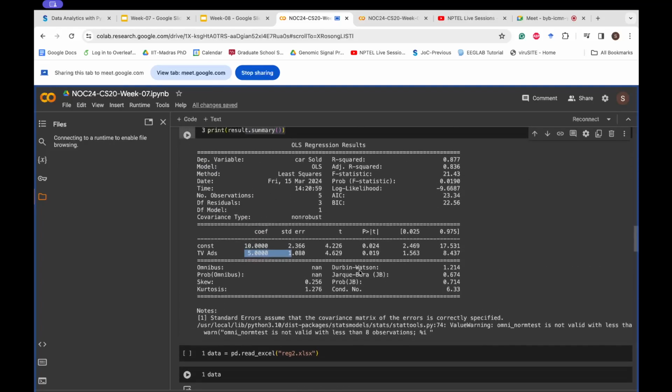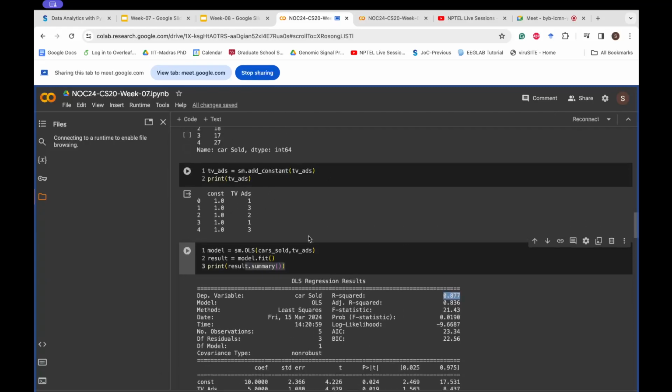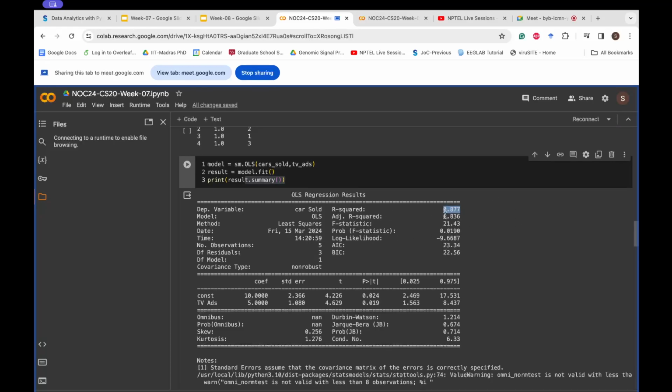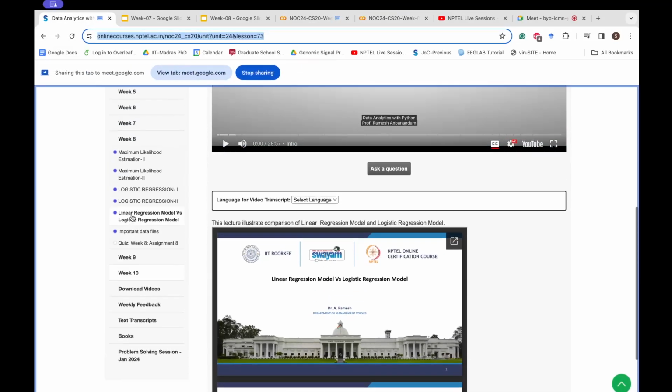Understood. So here r square is known as the coefficient of determination, as we discussed in the previous session. What we are trying to say over here is that 87.7 percent of the variability in the data is explained by this line that is fit on the data, given these data points. Okay, and adjusted r square. Let me just go to the slides by Professor Ramesh. I'll explain it over there.